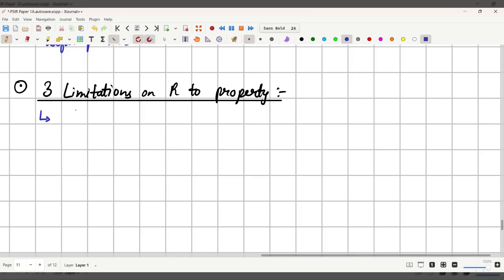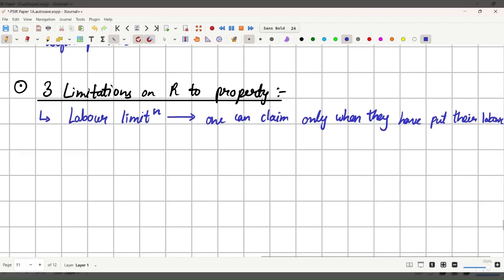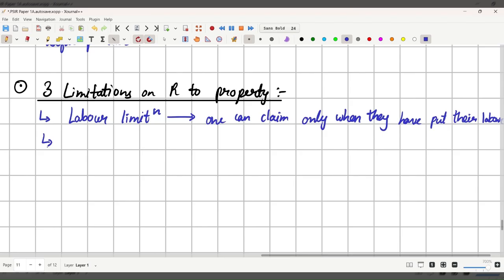So first is the labor limitation, which basically means that one can only claim property that they have personally put labor into. One can claim only when they have put their labor into it.